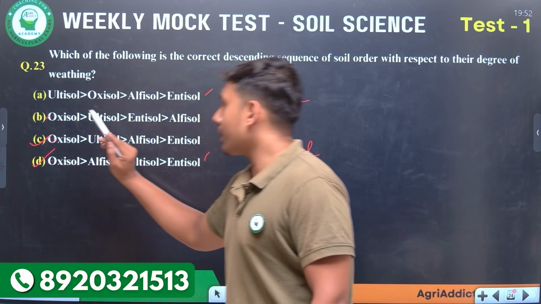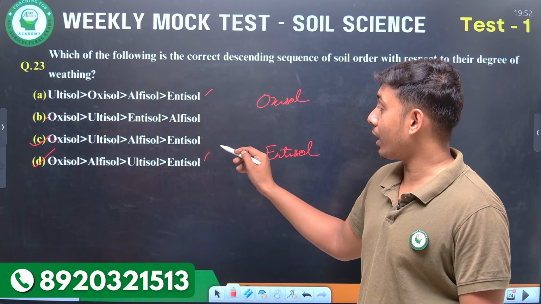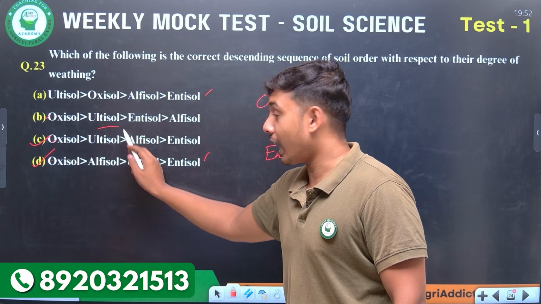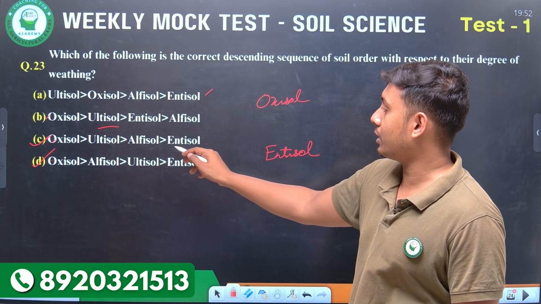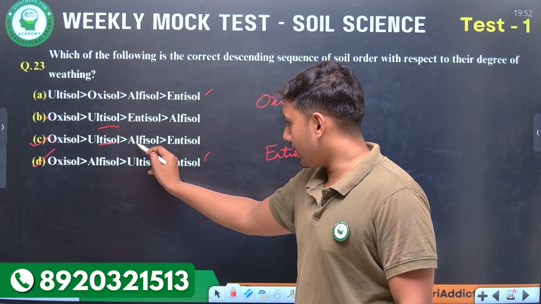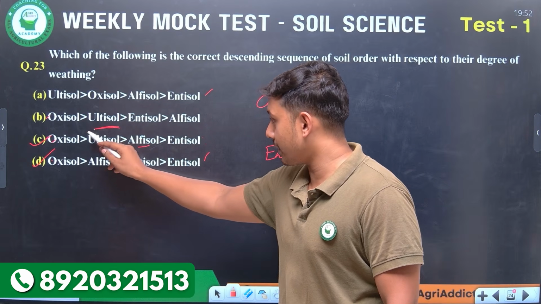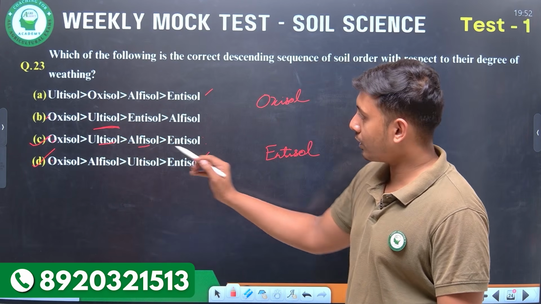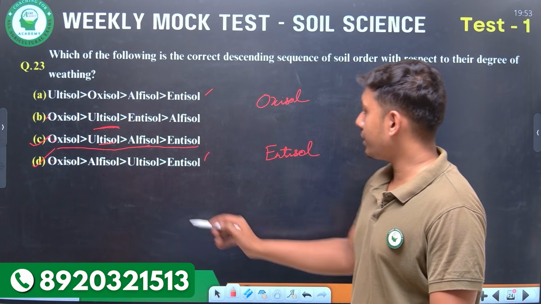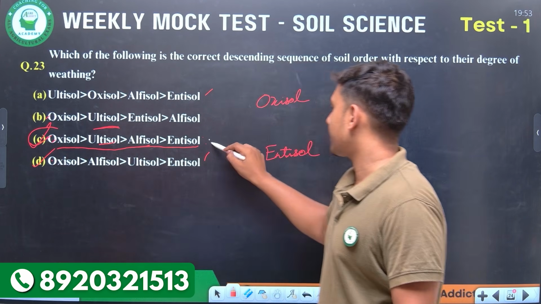So these two are fixed, and here the trick doesn't work. We have to know whether ultisol is more weathered or alfisol is more weathered. As we know, ultisol is more weathered than alfisol, and it has less base saturation than the alfisol. So the actual sequence will be oxisol, ultisol, alfisol and entisol. So option C will be the correct answer.